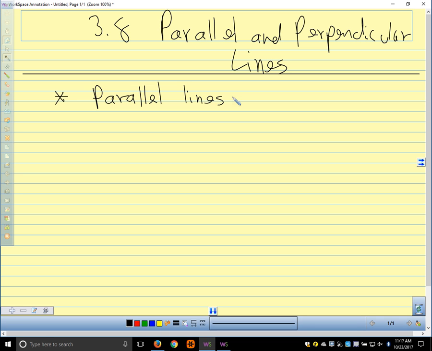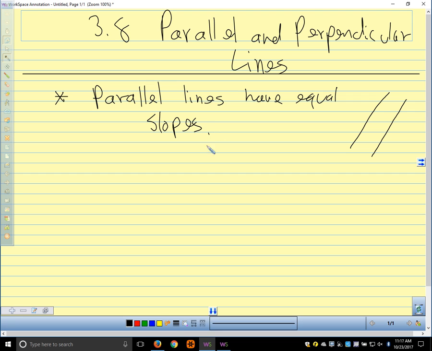If we think of a pair of parallel lines, so I'll draw a couple of parallel lines, how are their slopes related? They have to be the same. Parallel lines have equal slopes.